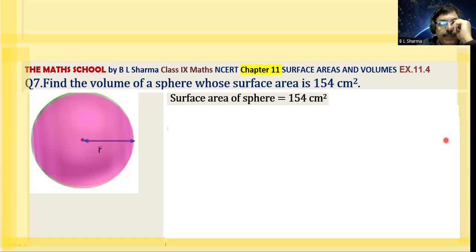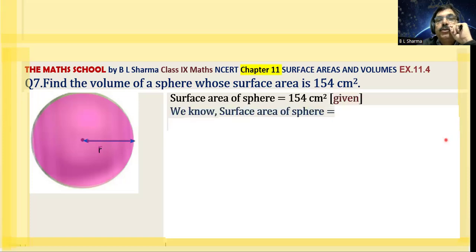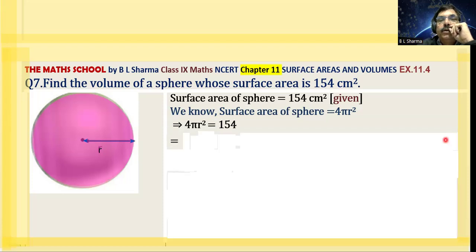Surface area of a sphere is given by 4 pi r square. So 4 pi r square is the surface area of the sphere, which is given as 154 centimeter square. So 4 as it is, in place of pi, put 22/7. We don't know the radius, so write only radius square. That is 154.